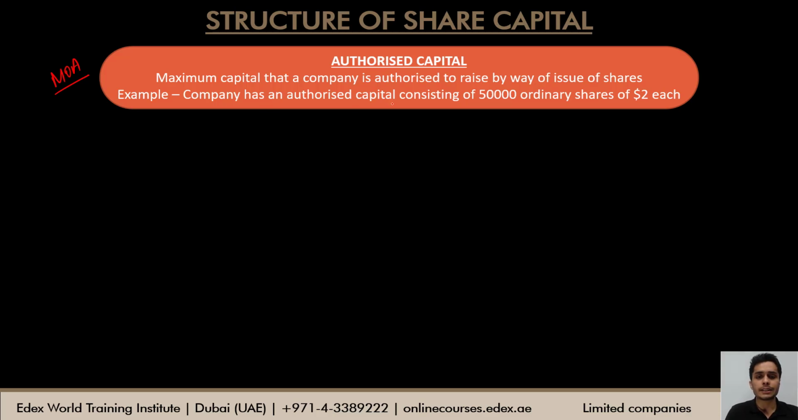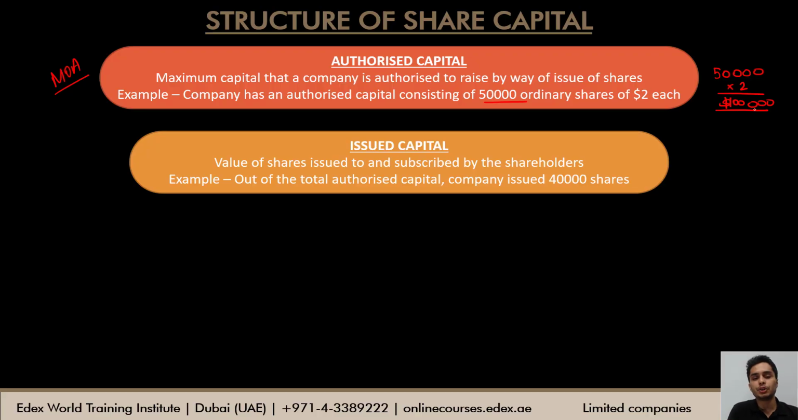So, the company has an authorized capital here consisting of 50,000 ordinary shares of $2 each. So what would be your authorized capital? Obviously 50,000 shares into $2, total $100,000 will be the authorized capital of this company. During its lifetime, it cannot issue shares worth more than $100,000.